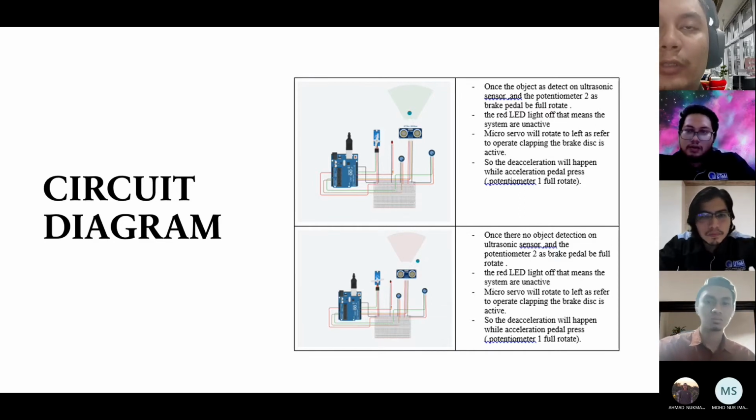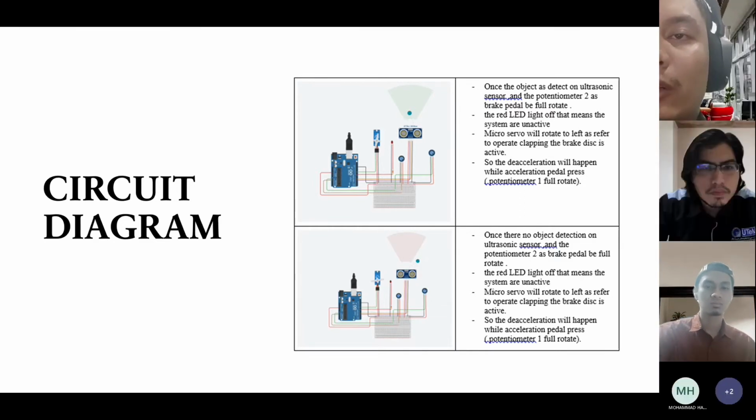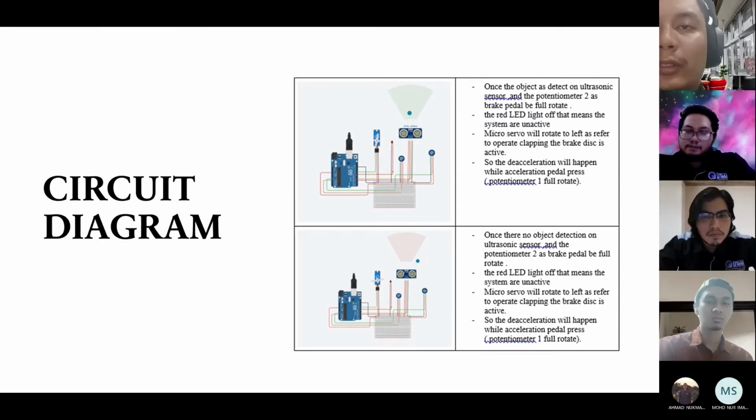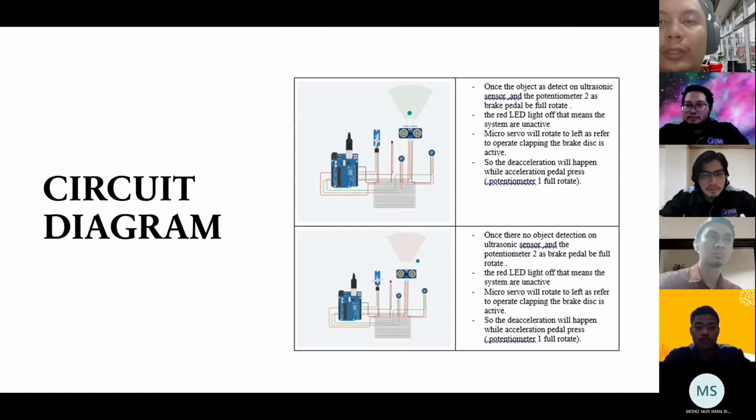And the fourth situation, once there is no object detected by the ultrasonic sensor and potentiometer 2, the brake pedal, is fully rotated, the red LED light is off, which means the system is inactive. The micro servo will rotate to the left, referring to the operator clamping the brake. This is active. So this situation will happen while acceleration pedal position 1 is fully rotated. Next.